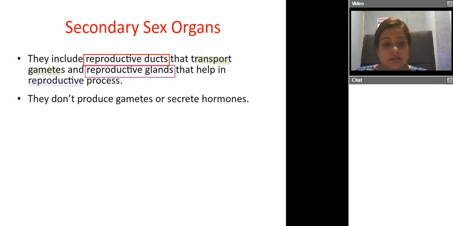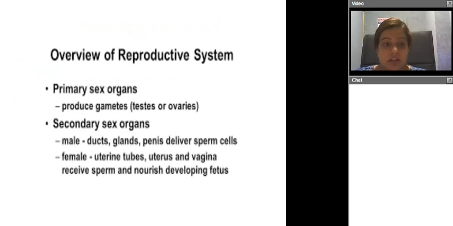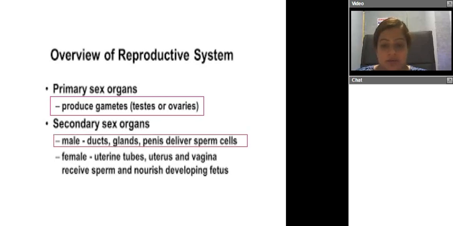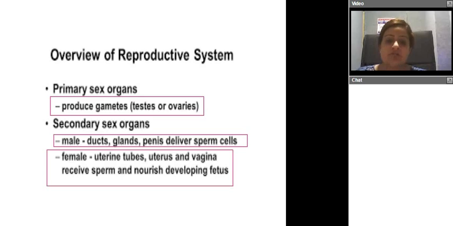These secondary sex organs do not produce gametes or secrete hormones. Please pay attention. The main difference between the primary and the secondary sex organs is that the secondary sex organs do not produce gametes or hormones. Thus, the primary sex organs are the ones that produce gametes, the testis and the ovary. The secondary sex organs in male include the ducts, the glands, and the penis that delivers sperm cells. And in females, they include the uterine tubes, uterus, and vagina that receives sperms and nourish the developing fetus.